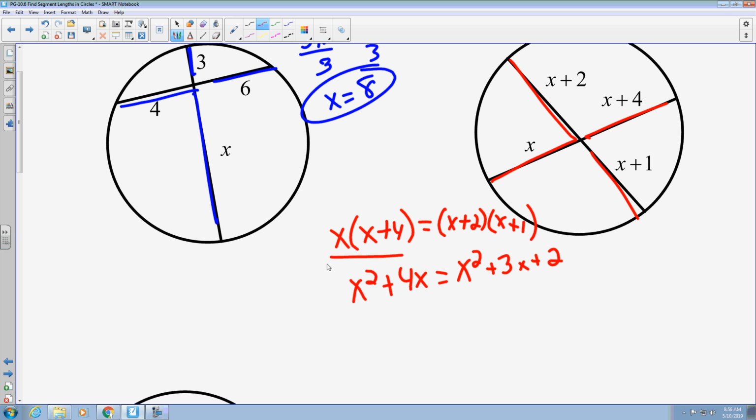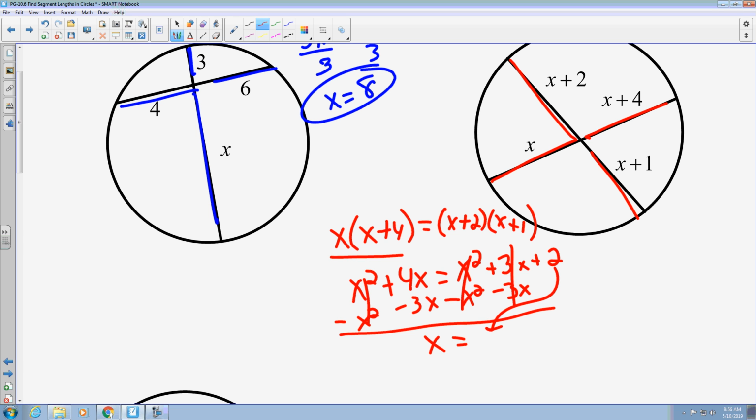So in this case, the x squareds actually get canceled out. And then from here, I can subtract 3x from both sides. This gets canceled. I'm left with 1x over here, and all I have left on the right-hand side is 2.